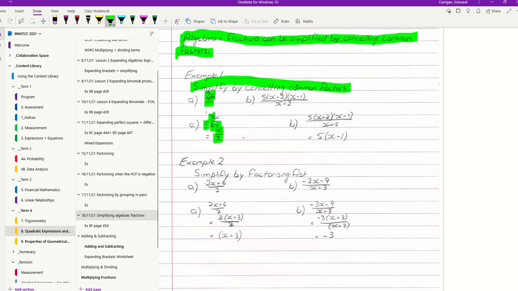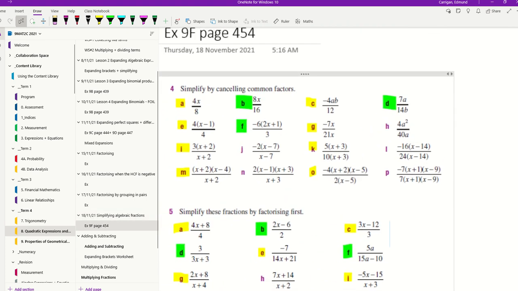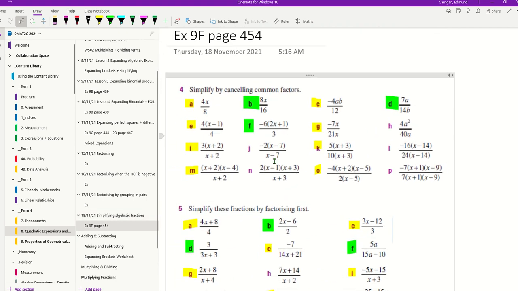If we look at our next one, we've got 5x plus 2 times x minus 1 over x plus 2. We recognise that those two are common factors. Anything divided by itself is 1, so we can cancel them out. If we cancel those two out, we have 5x minus 1 left. So it's a short theory today. Have a go at these first questions under question 4.